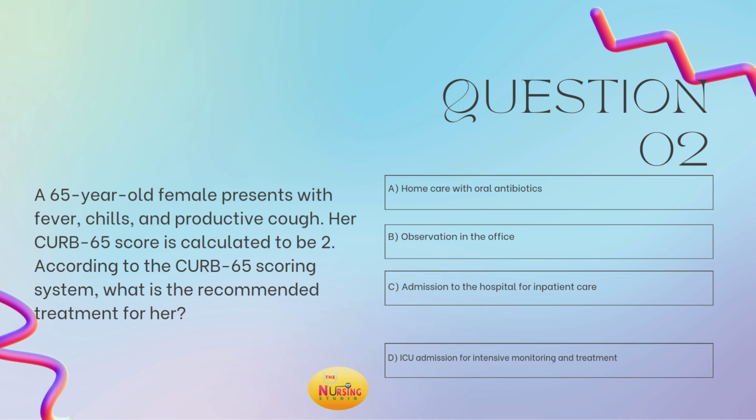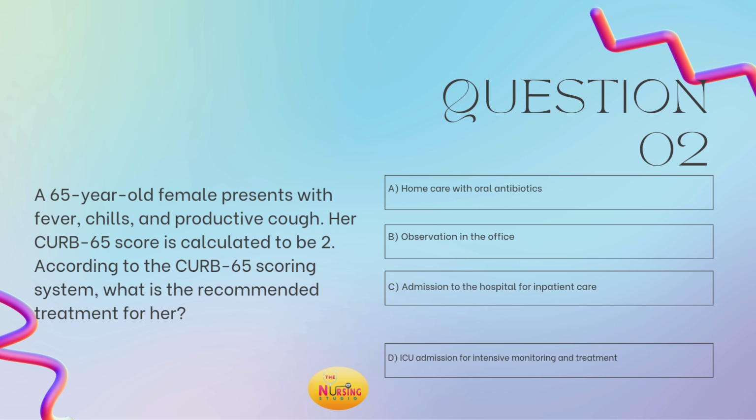All right, so the stem of the question here states, according to the CURB 65 scoring system, what is the recommended treatment for her? We have a 65-year-old female who came in with fever, chills, and a productive cough, but her CURB 65 score is 2. So the best answer is going to be C.